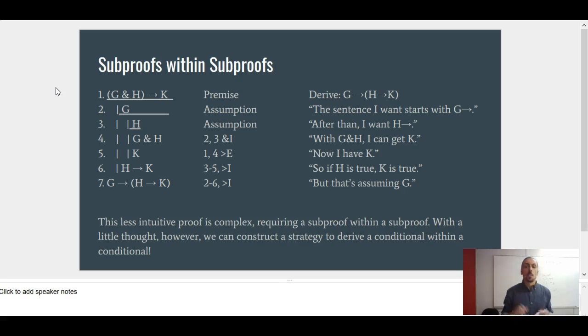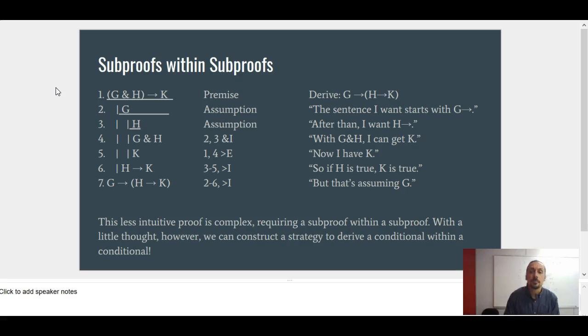So, what is my target sentence? It's a conditional. I want to derive a conditional. What is the antecedent of that conditional? It is G. So I know that the first move I'm going to have to make, when the cursor is blinking for me at line 2, is to say, okay, the sentence I want starts with a "G, if." So I'm going to want to assume G and see if I can get H and K.